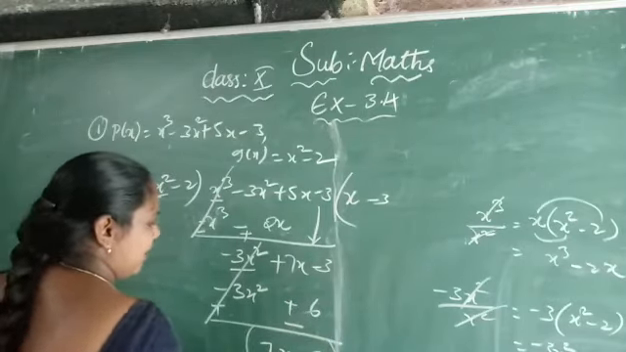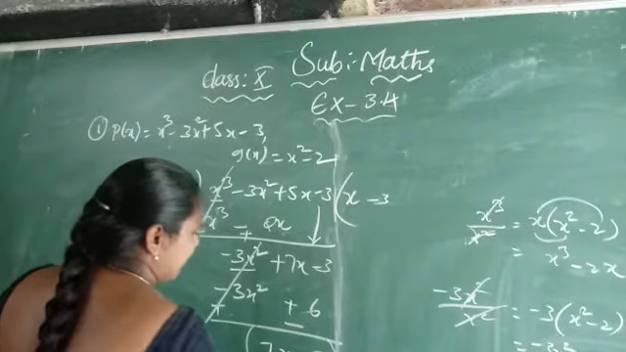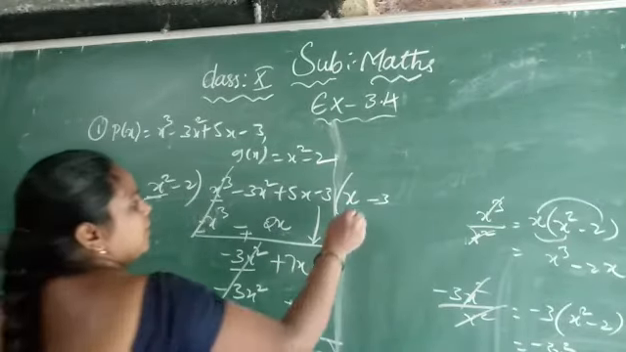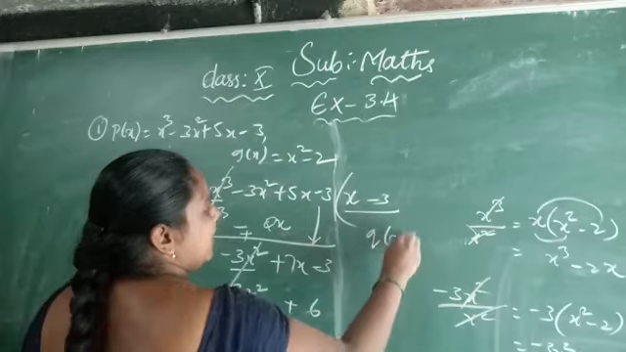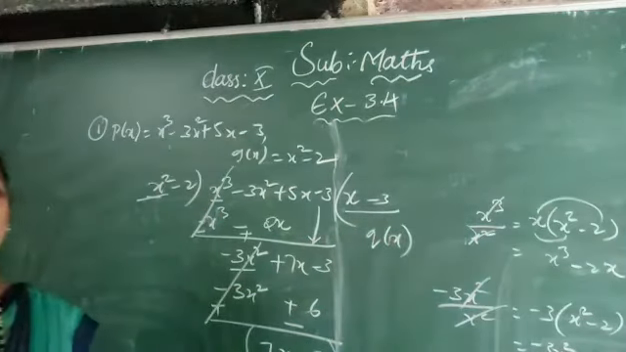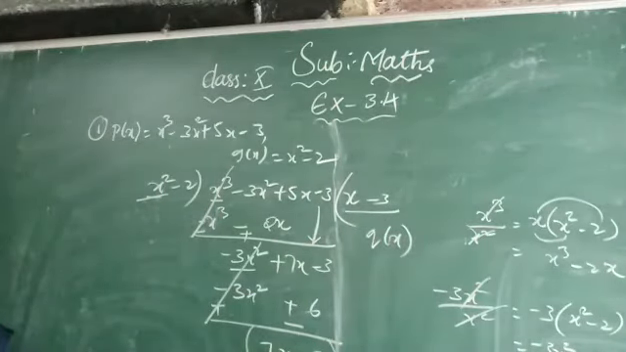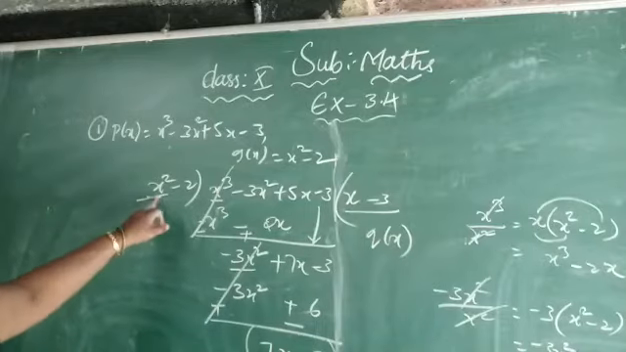So what is the remainder I got? R of x is equal to 7x minus 9. Q of x I got as x minus 3. Understood, all of you? Once again, you listen.